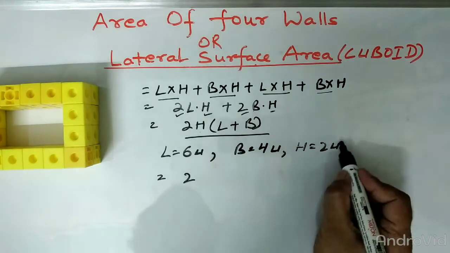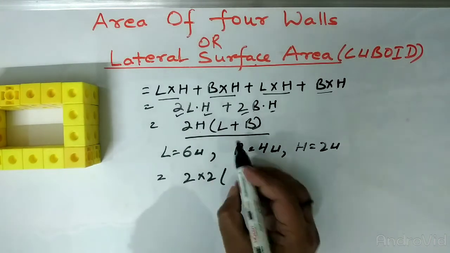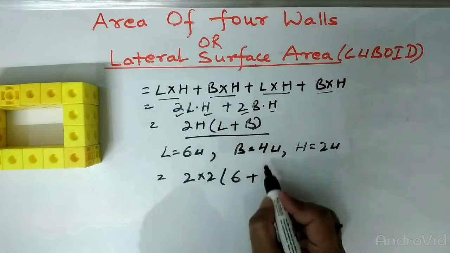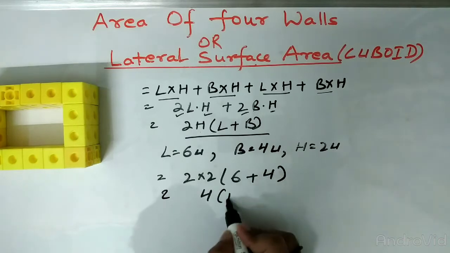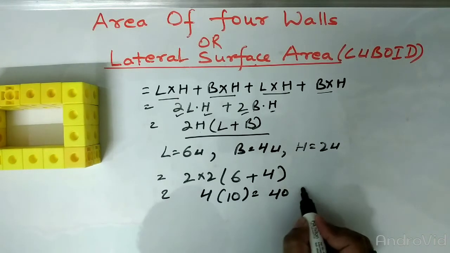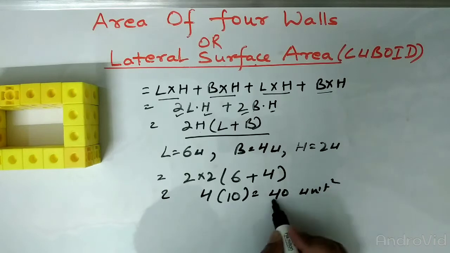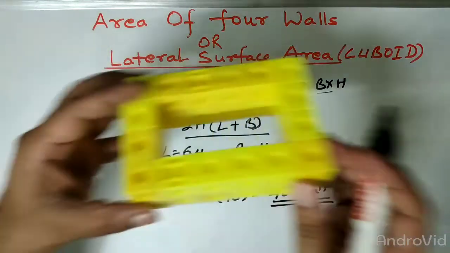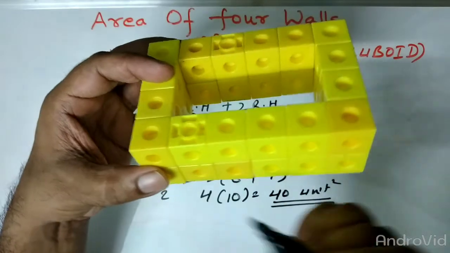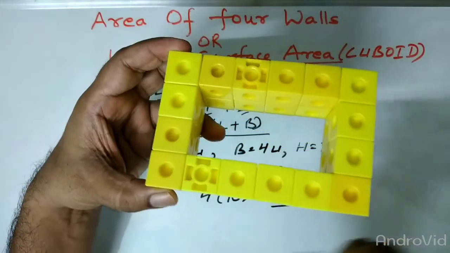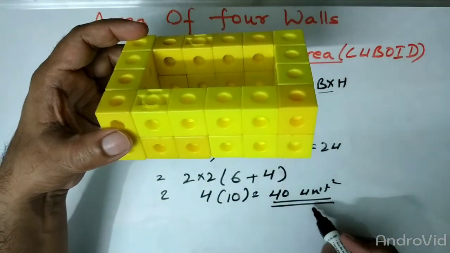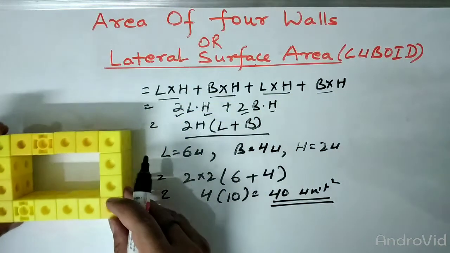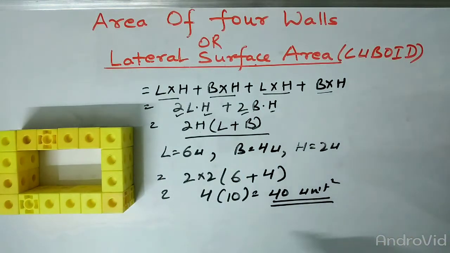So 2. Height here is 2, so it will be 2 into 2. Length is 6 units plus breadth is 4 units. Let us simplify this. 2 into 2, 4. 6 plus 4, 10. So it will be equal to 40 unit square. So the lateral surface area, or the area of the 4 walls from outside of this cuboidal cross section, is 40 unit square. So I hope that now we are clear with what the lateral surface area is and how we calculate it.